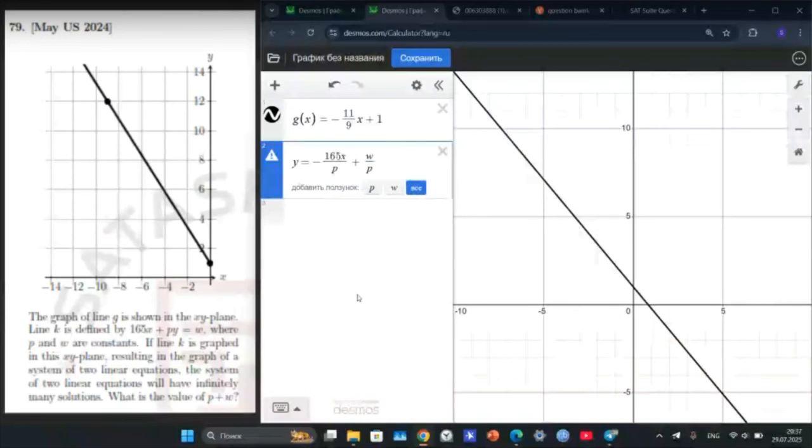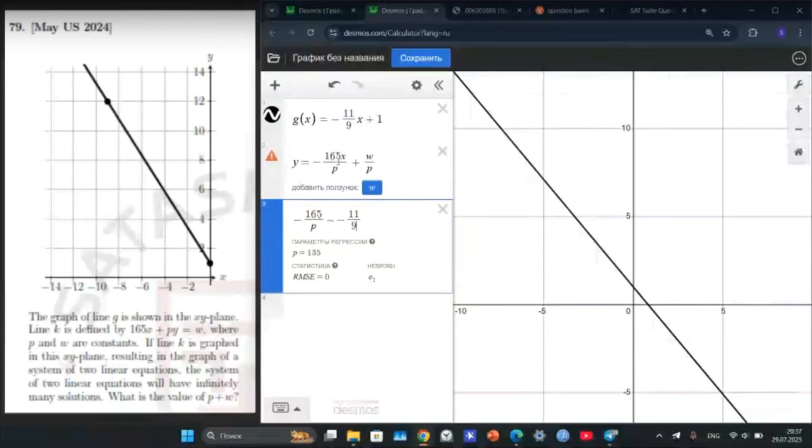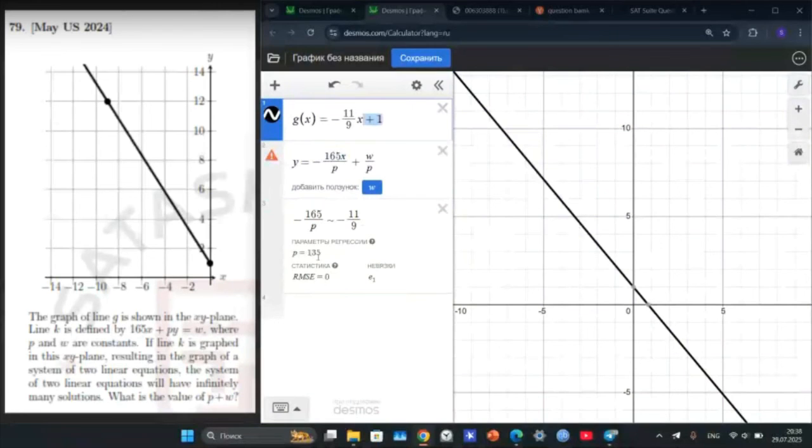The last step is that, as I mentioned earlier, minus 165 divided by b should be equal to -11 divided by 9. Why? Because they have infinite solutions. Their slopes and the constants should be the same. So we know that p is 135.